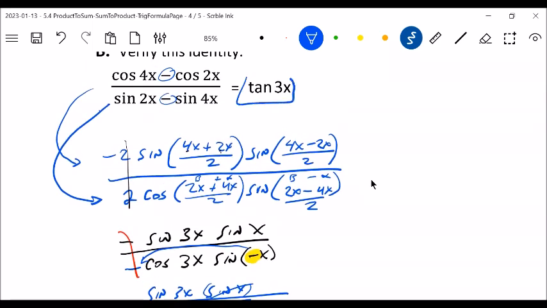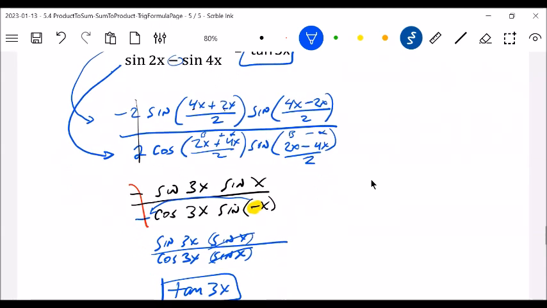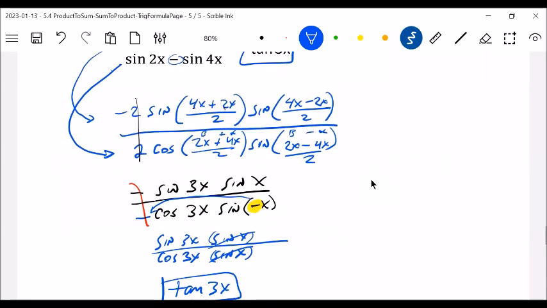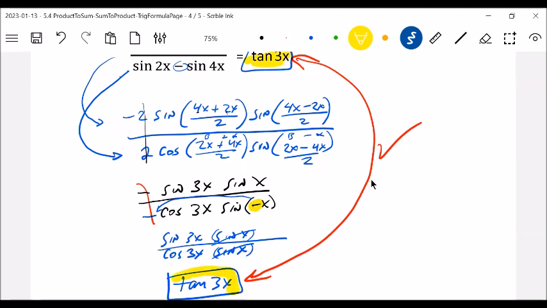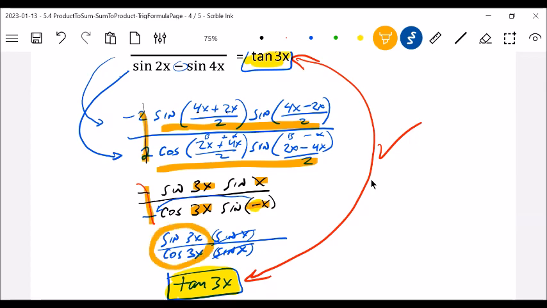Oh, notice this. That's what we were trying to get to. So we now have matched the other side. And it's now verified. And remember the steps here. The first step was simply using the formulas. And then it was getting these from the formulas and getting rid of the 2's and getting rid of that negative, and then recognizing that that's tangent.